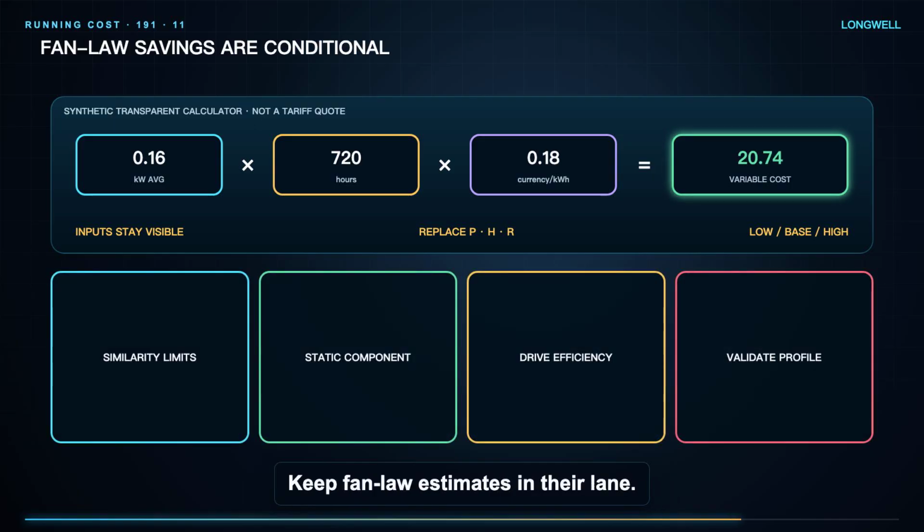Keep fan law estimates in their lane. Similarity relationships can estimate how power changes with speed, but static system components, motor and drive efficiency, controls, minimum speed, and operating point shifts affect real input. Validate the load profile rather than turning a speed-cubed graphic into a guaranteed bill.